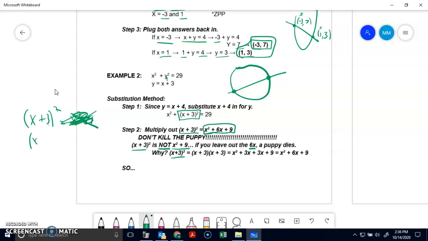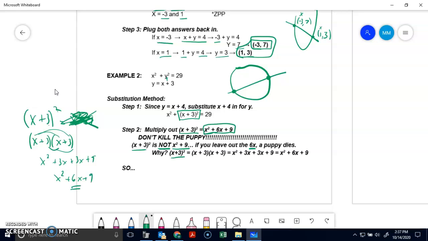(x + 3)² means (x + 3) times itself. Squared means times itself. Now distribute this out. You would get x² + 3x + another 3x + 9. There is a 6x in the middle.